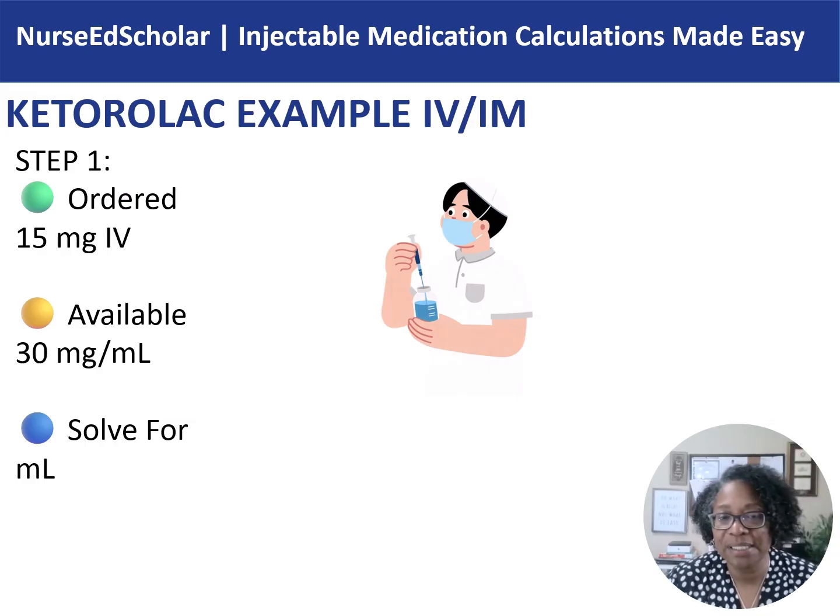Another medicine that you're going to see that you're going to have to perform some kind of dimensional analysis on is ketorolac. Okay. So ketorolac is used for pain and discomfort. So your patient has an order for 15 milligrams of ketorolac IV, and your institution has available 30 milligrams per milliliter. Okay. So how do you solve for the milliliters?